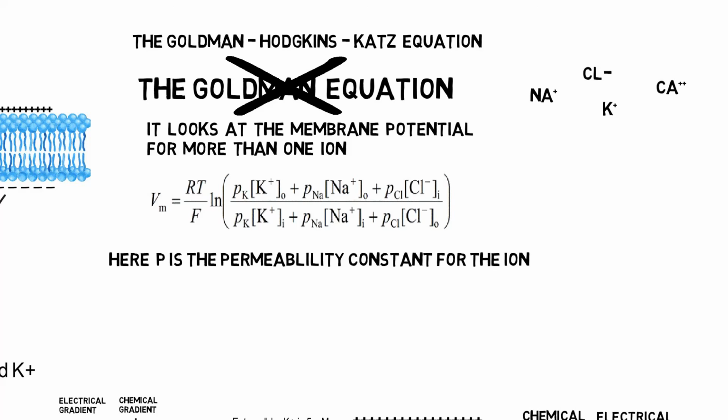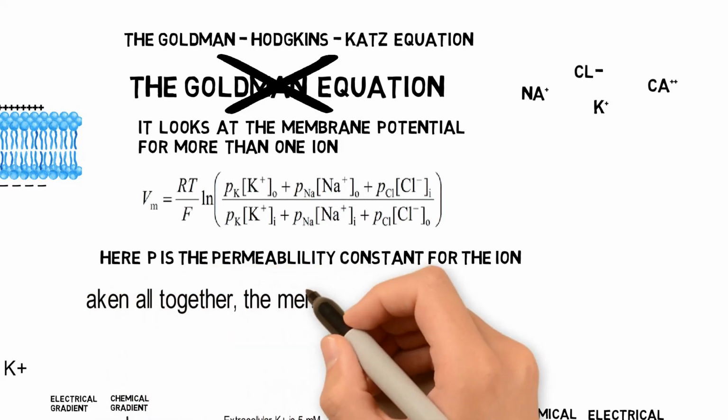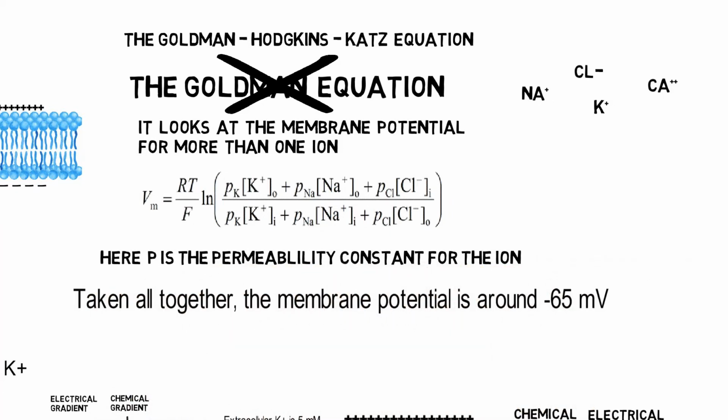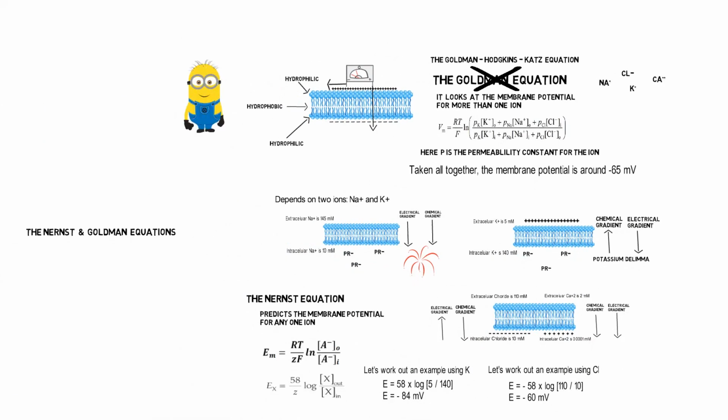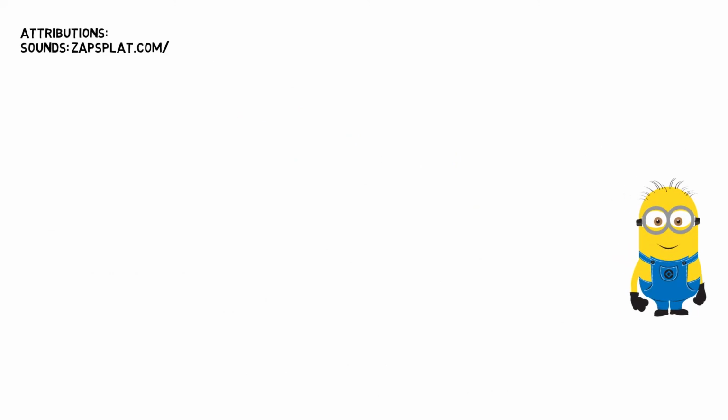The chloride concentrations are reversed because chloride is a negative ion, while sodium and potassium are positive ions. When all three ions are taken into account, the membrane potential is a minus 65 millivolts. And this ends the video for the Nernst and Goldman equations.